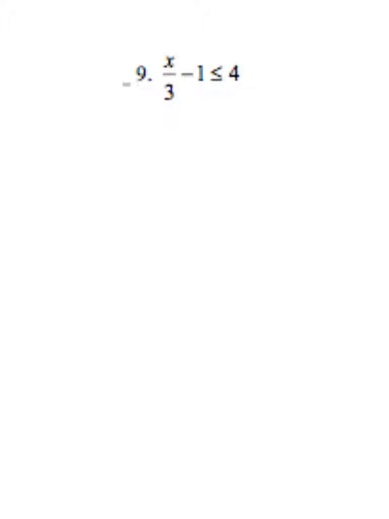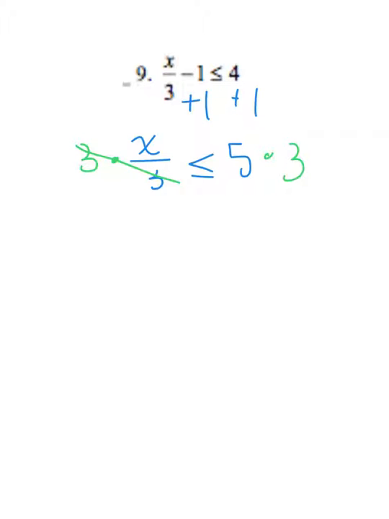We're going to do the same thing here on number 9. We are going to just solve it like we were to solve any other equation. So we'll add 1 on both sides. That'll give us x over 3 is less than or equal to 5. Then from here, again, we're going to want to clear our fractions. So we'll multiply times 3. That'll cancel. You don't flip it because it's not a negative number. And that leaves you with x is less than or equal to 15.